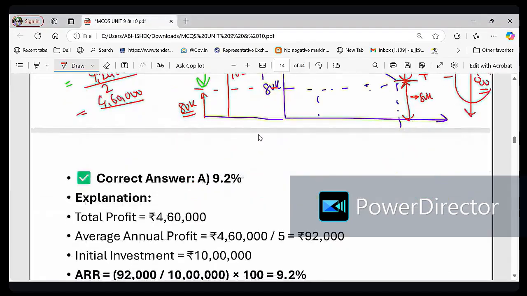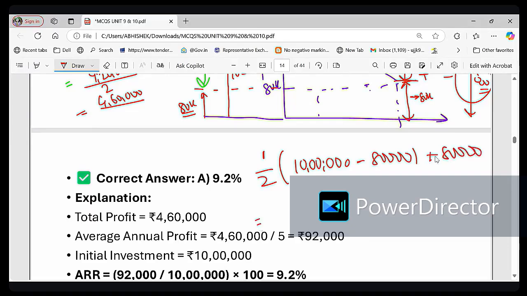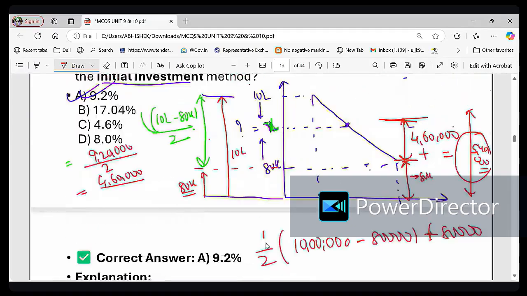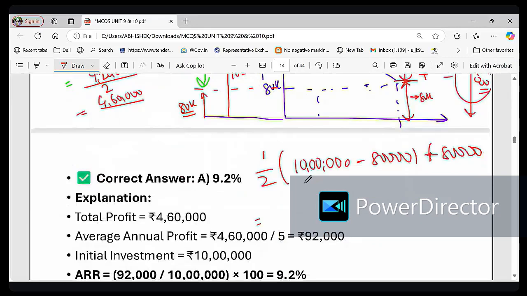In your book, they have written down the formula like this: half of 10 lakh minus 80,000 and plus 80,000. This formula they have given, right? How did we get this formula? That is what I have explained using this graph. So this is the average investment. So this is how much?